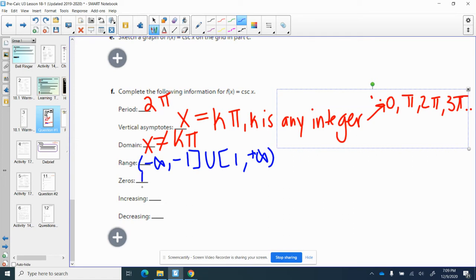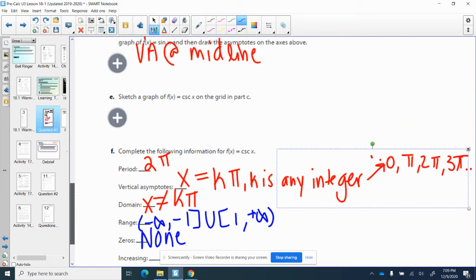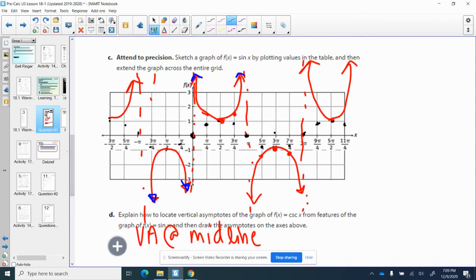There aren't any zeros because it's undefined anywhere where you were touching 0 here. And for intervals in which this was increasing, you have a lot of options here, but from pi over 2 to pi, it was increasing. And then officially, if you're moving left to right, then from pi to 3 pi over 2 also worked. Those are some increasing intervals.